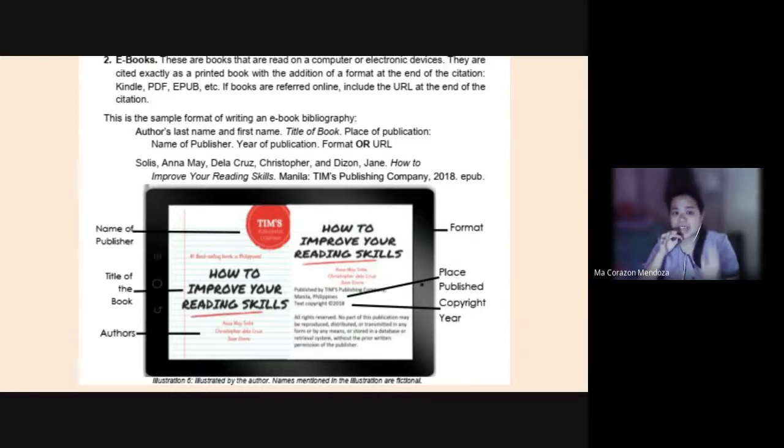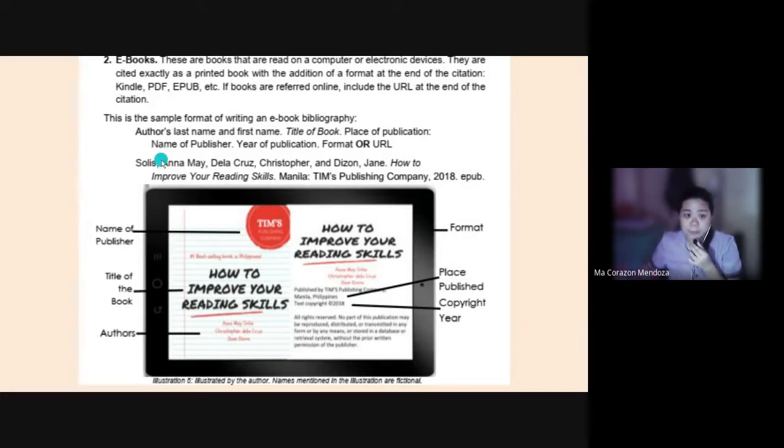Now, they are cited exactly as a printed book with the addition of a format at the end of the citation. Meaning, class, remember earlier what we studied about the format of book bibliography? This one is the same. How you write printed books is how you will write ebook bibliography, but there is additional information. For example, if you have used a PDF file, then you will put PDF at the end of it.